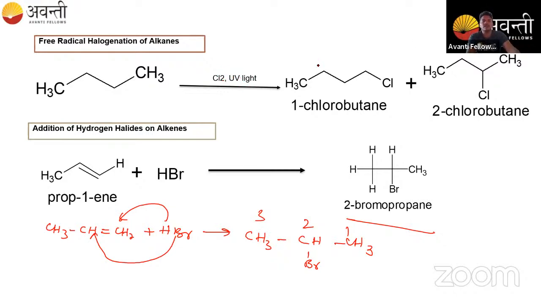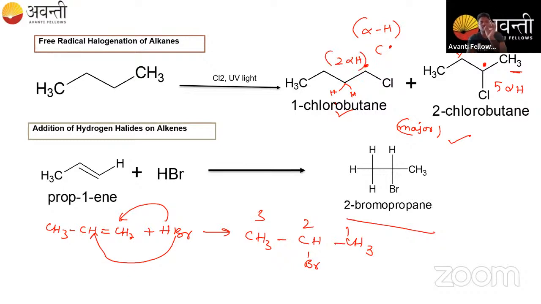So here, I forgot to tell you, here you got two products. Among these two, which is the major one? The major one is where the free radical is having more alpha hydrogens. Here you are getting the free radical and here you are getting the free radical. So the total alpha hydrogens are here 3 plus 2. Here also H and H is there. So 5 alpha hydrogens are there here, and here you are having only 2 alpha hydrogens. So the number of alpha hydrogens are more.